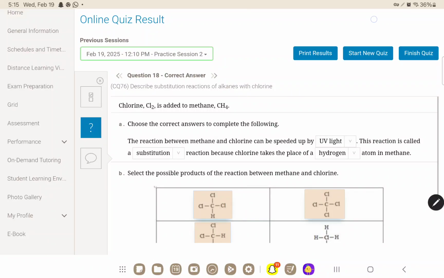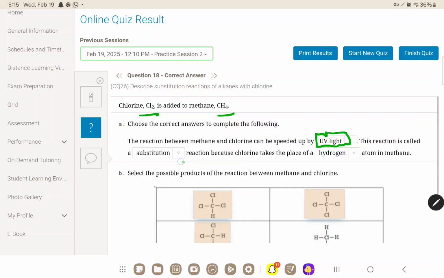Okay, so Cl2, chlorine, is added to methane, CH4. The reaction between methane and chlorine can be sped up by UV light. We have to memorize this because it is one of the factors, or like an enzyme, but not really. It's sped up by UV light, so it's a photochemical reaction, so it needs sunlight to proceed.